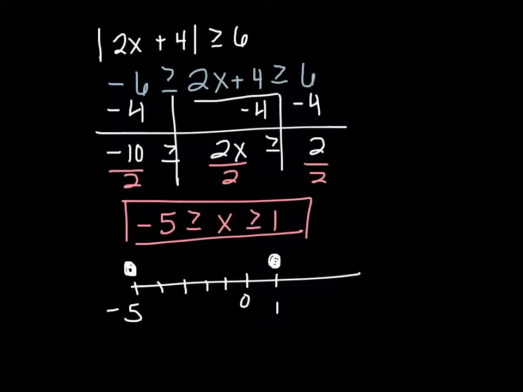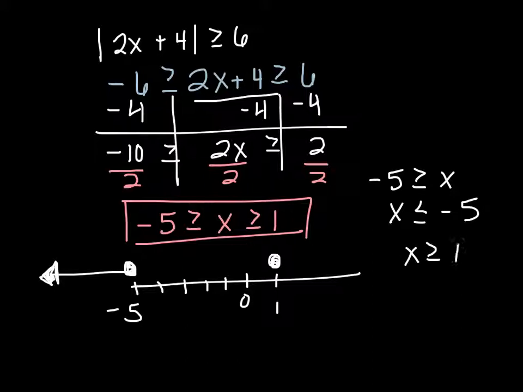And if I look at them separately, I have -5 is greater than or equal to x. If I switch the x and the -5, I switch my inequality, so I'll go in this direction. And then I also have that x is greater than or equal to 1, so I'll go in this direction here. So this is an OR graph because it's in one graph or the other.